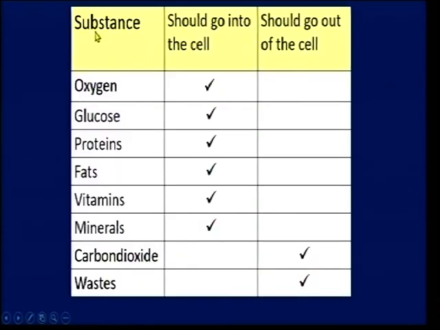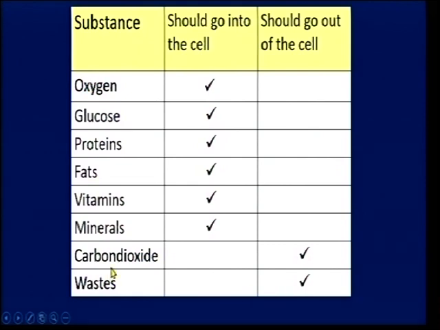Now let's see the table. Substance should go into the cell, should go out of the cell. Now the first substances are oxygen, glucose, proteins, fats, vitamins, minerals. These are all the substances which are utilized by the metabolic activities. Now these substances should go into the cell. Now carbon dioxide and the waste should go out of the cell.